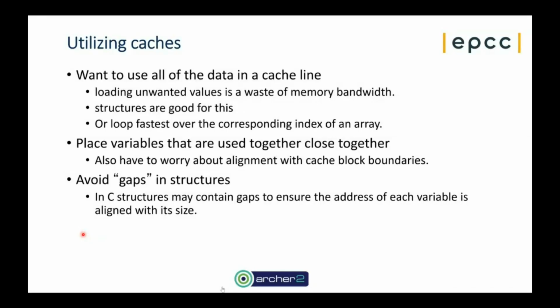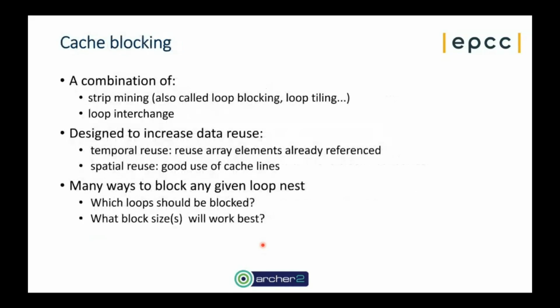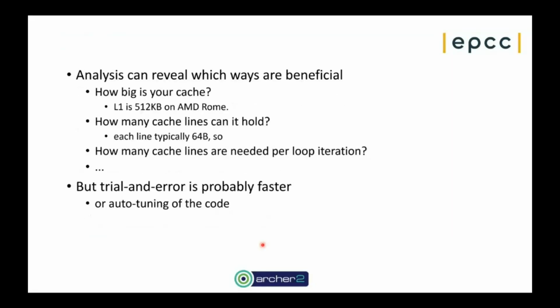There are other things that you can do to improve cache performance as well. Avoiding unnecessary gaps in structures or having variables close together can improve reuse. And there are also some extra optimization techniques we can use to reuse data in caches. So there are these ideas of strip mining, loop interchange, or cache blocking, which are all very similar things, designed to reuse data that's already been loaded into cache in certain ways.